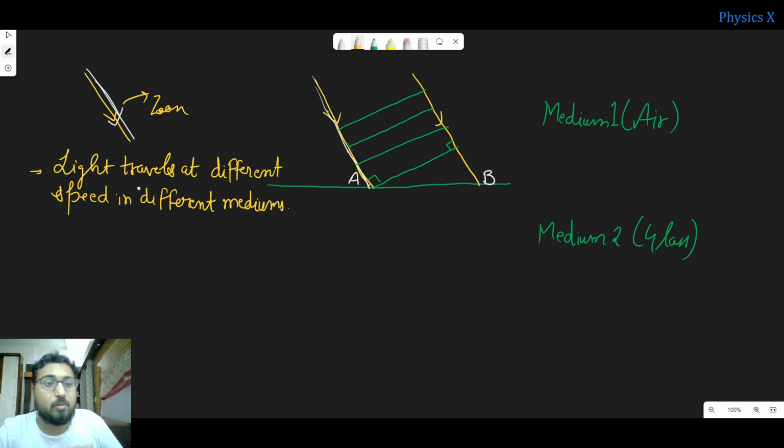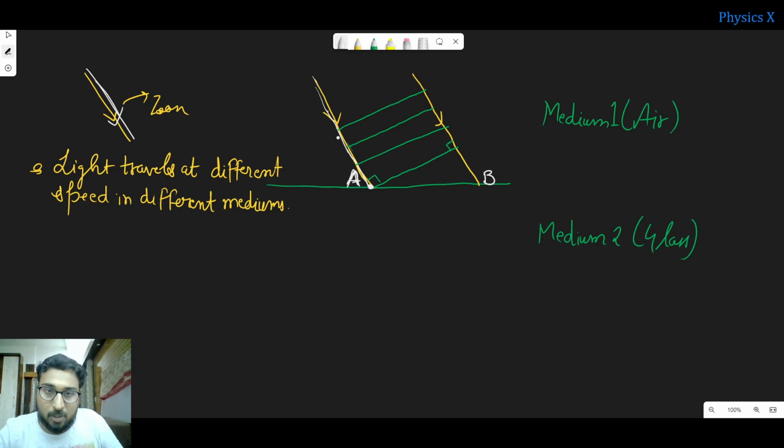Okay, so this is your concept: light travels at different speeds in different mediums. Till now there was air. What will happen at point A is that the ray will enter the glass medium first. There's a concept of optically rarer medium and optically denser medium, which we will see subsequently in the next topic.